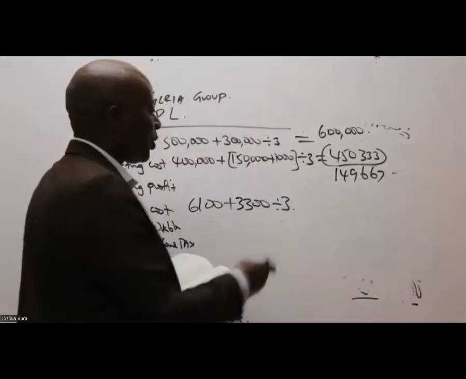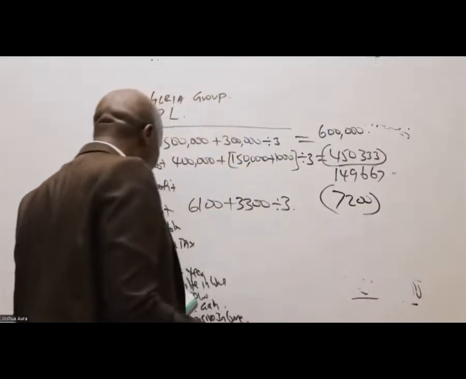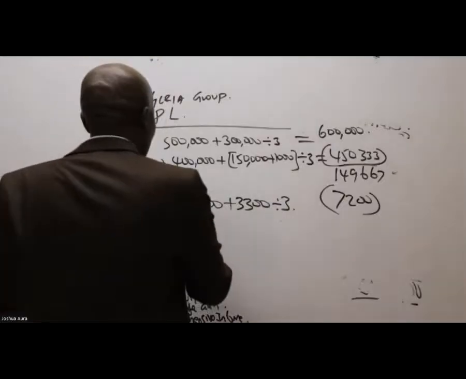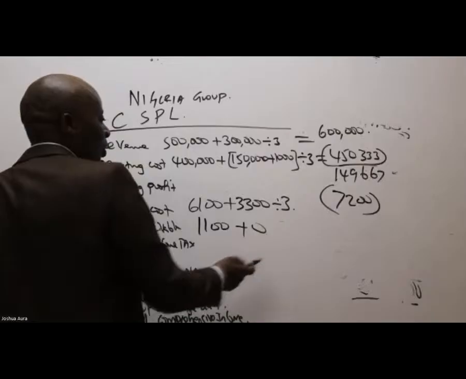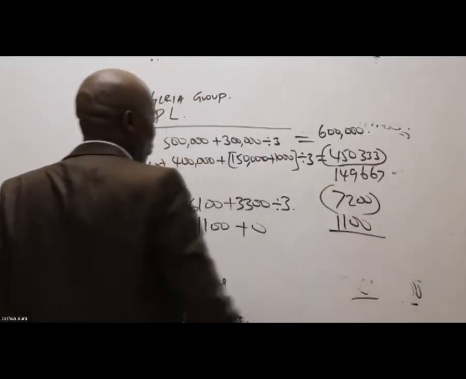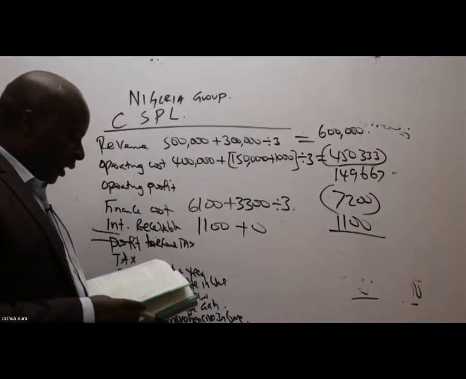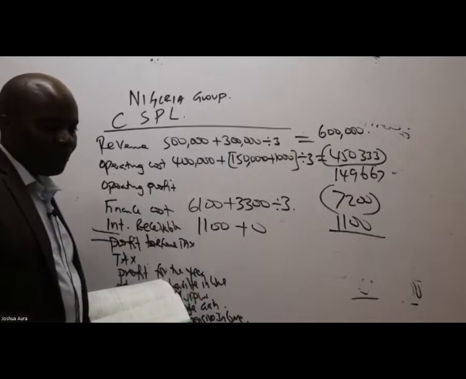7,200. I'm supposed to deduct that. And then we have interest receivable. Interest receivable is 1,100, of course, plus 0. So there is no translation here. This gives me 1,100. It's an income. So could you kindly give me the profit before taxation very fast?